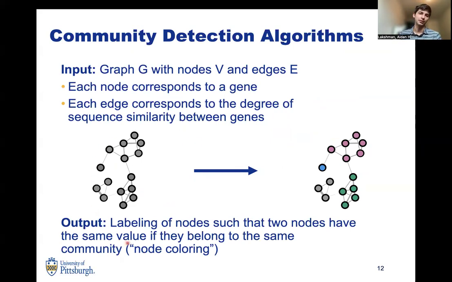A more intuitive way, I think, to think about it is a sort of a node coloring. So we start with this graph that is all gray with nodes and edges. And the community detection algorithm determines essentially colors for each node such that two nodes are in the same community if they have the same color. So you can see all these nodes, these 6 in the top right are in the same community, but these 2 on the side are not because they're different colors.